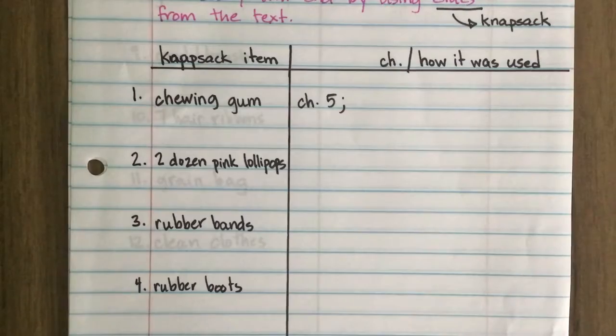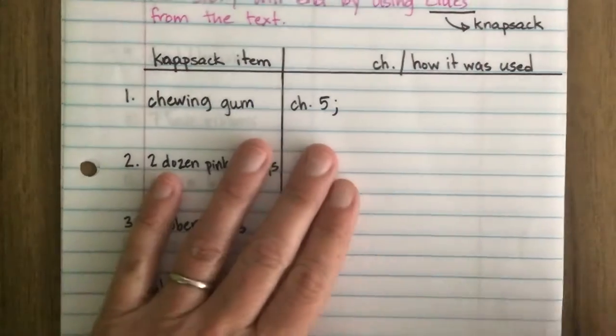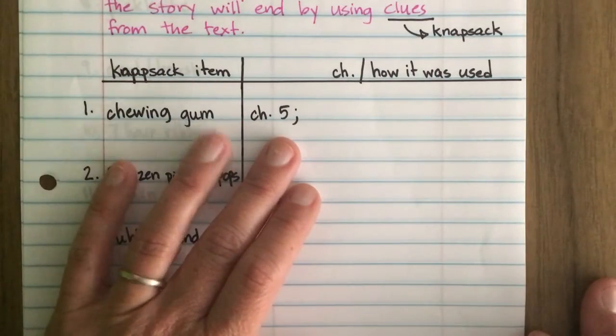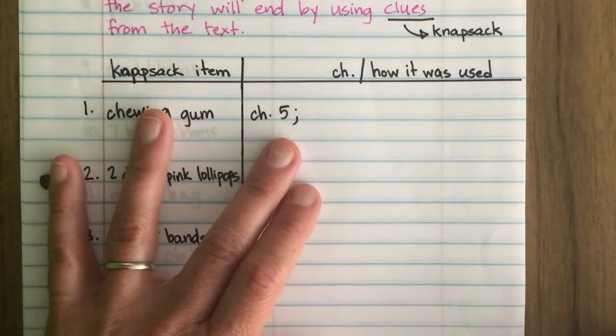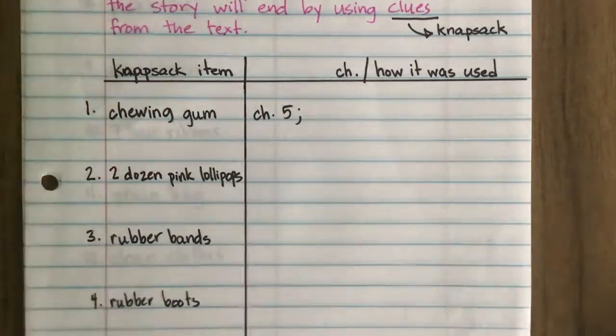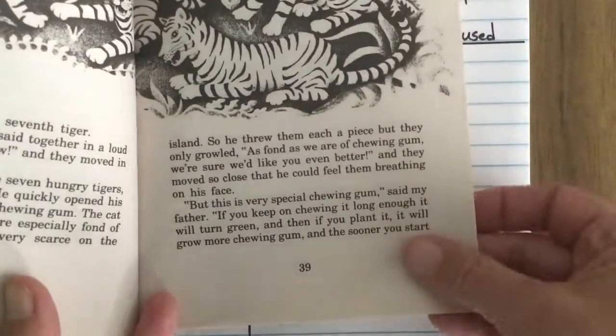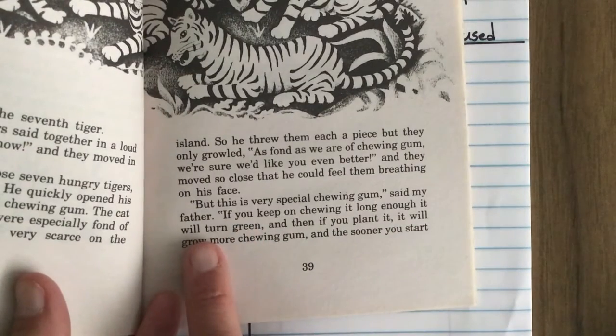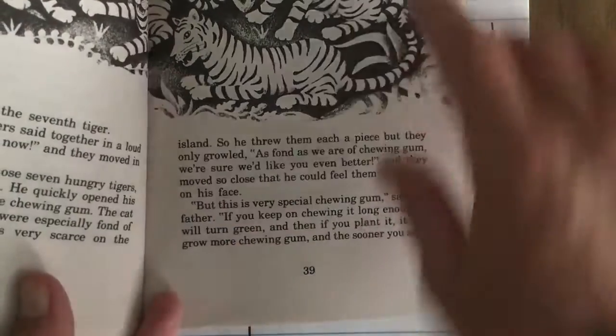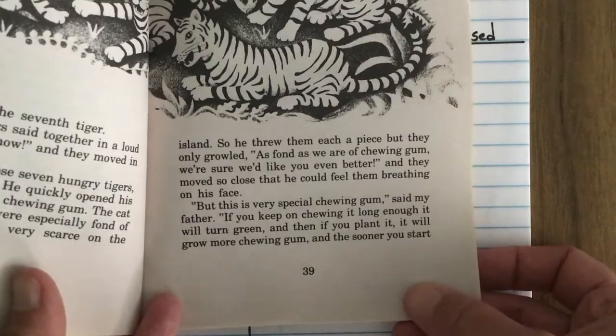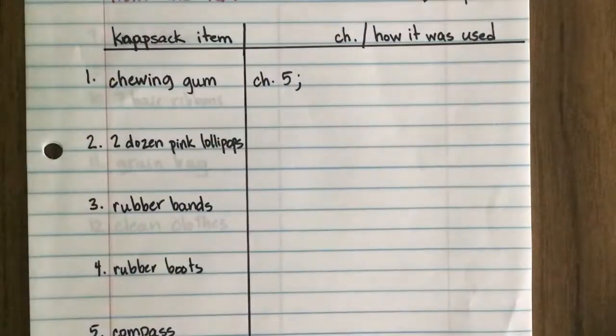He told them to chew that gum and then chew it for a really long time. And then do you remember what he said to do with it? He said to plant it. And then he said if you keep on chewing it long enough, it will turn green. And then you plant it and you'll grow more chewing gum.